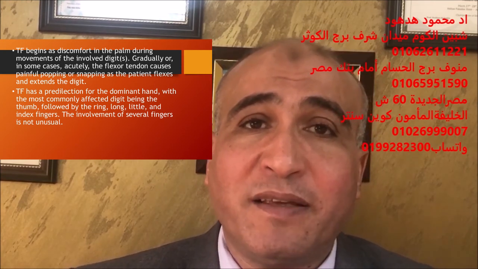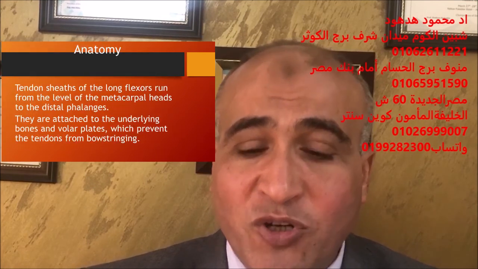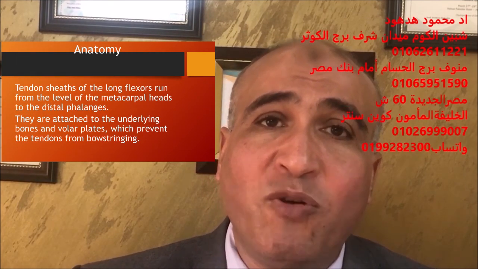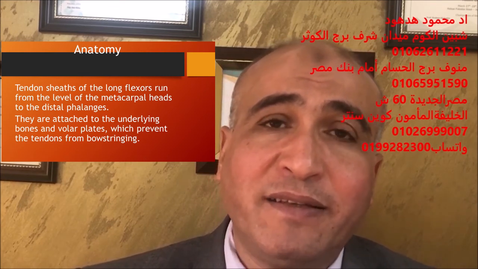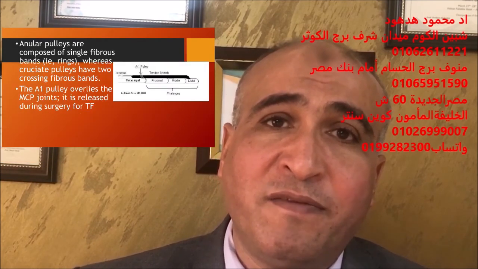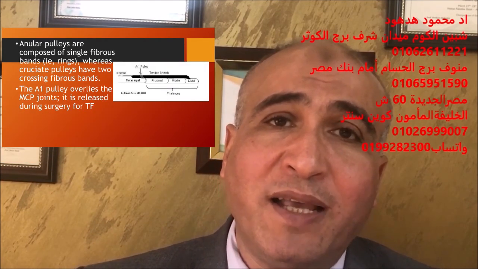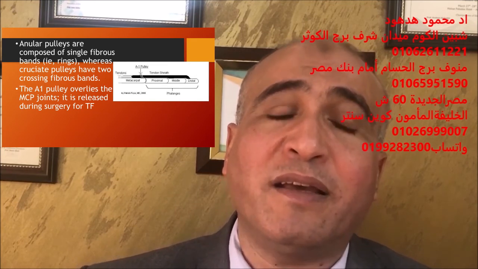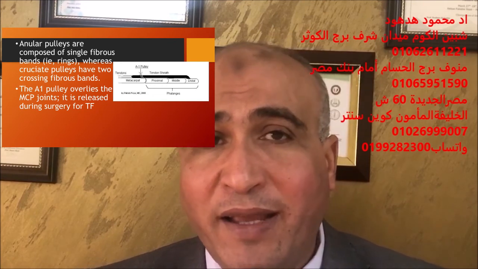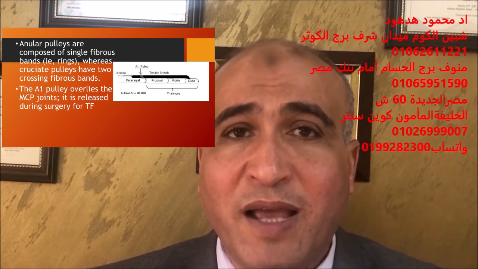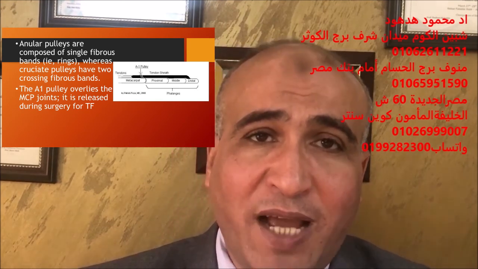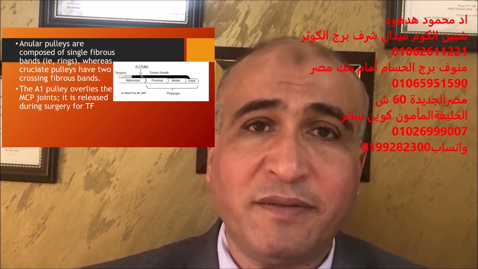The tendon sheath begins at the site of the MP joint and ends at the distal phalanx. The A1 pulley is found at the MP joint. It has transverse fibers, whereas the C pulleys have crossing fibers. They are attached to the underlying bone and the volar plate. This is the A1 pulley, which is found at the site of the MP joint.